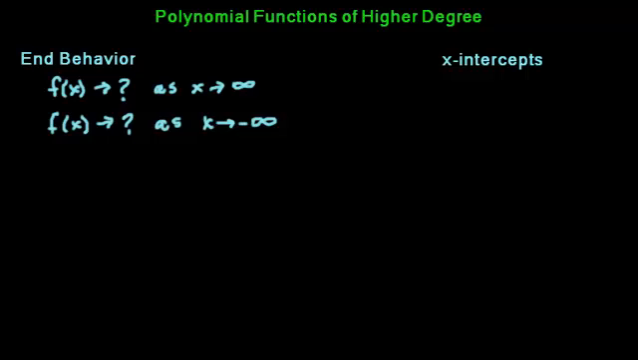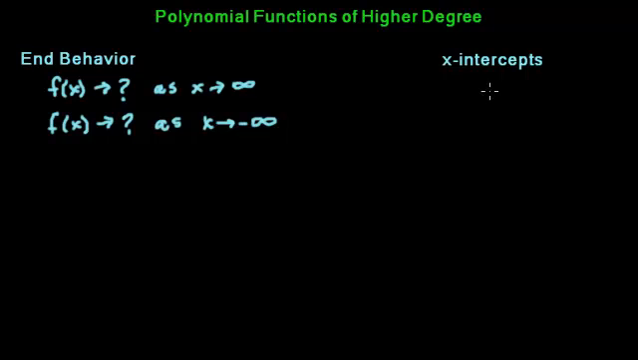In talking about polynomial functions of higher degree, we're going to be graphing these things, and we're going to need to know their end behavior: what's happening at the very left-hand side of the graph and what's happening at the very right-hand side of the graph. We're going to be answering two questions. We're going to be talking about what f of x, or what the function picture looks like, as x goes to infinity, that's on the right side, or where f of x is going as x is going to negative infinity, and that's on the left-hand side.